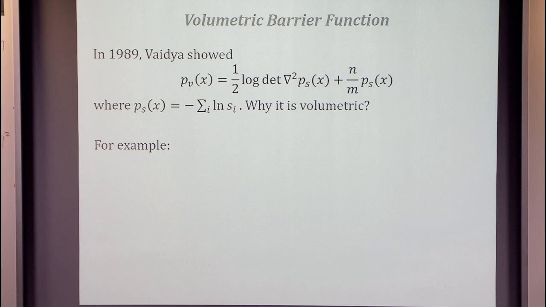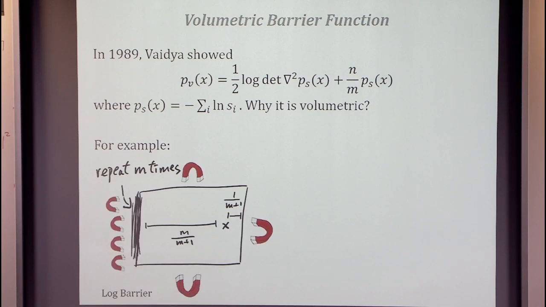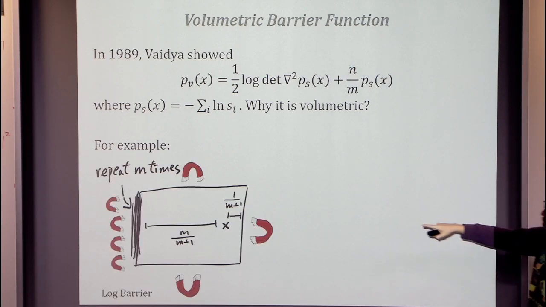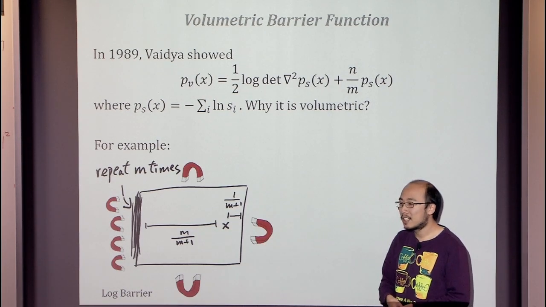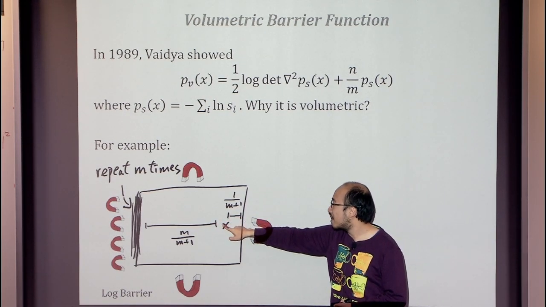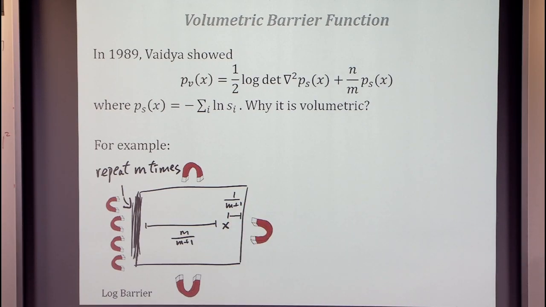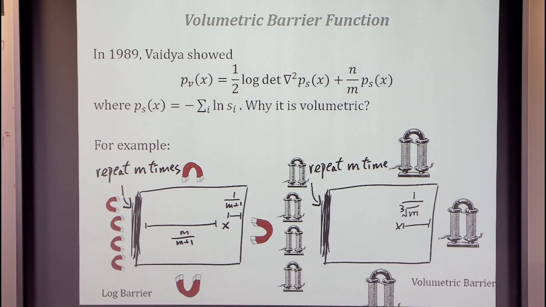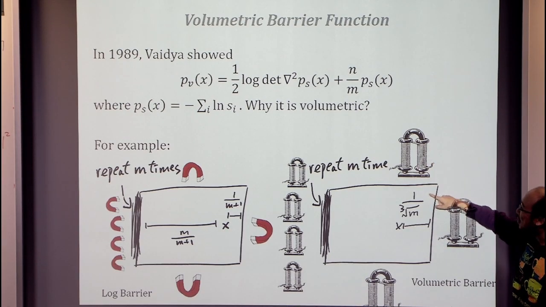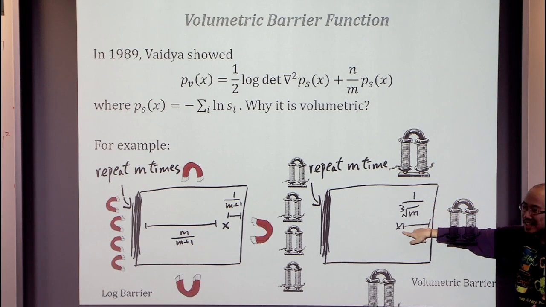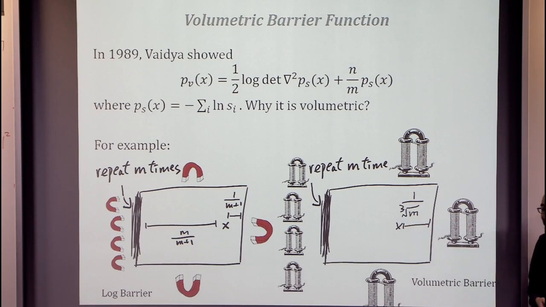To see why this is good, we need to look at some examples. The same example as before. This is the previous case, the log barrier function. If you put m magnets there, it will push here. The distance is 1 over m. But you can imagine the volumetric barrier function looks like this. Instead of permanent magnets, they put some electric magnets here. I will explain in the next slide why it's an electric magnet. But you can just try to compute for this barrier function. The distance here is 1 over m to the 1/3. Yeah, I will explain next slide why it's electric.